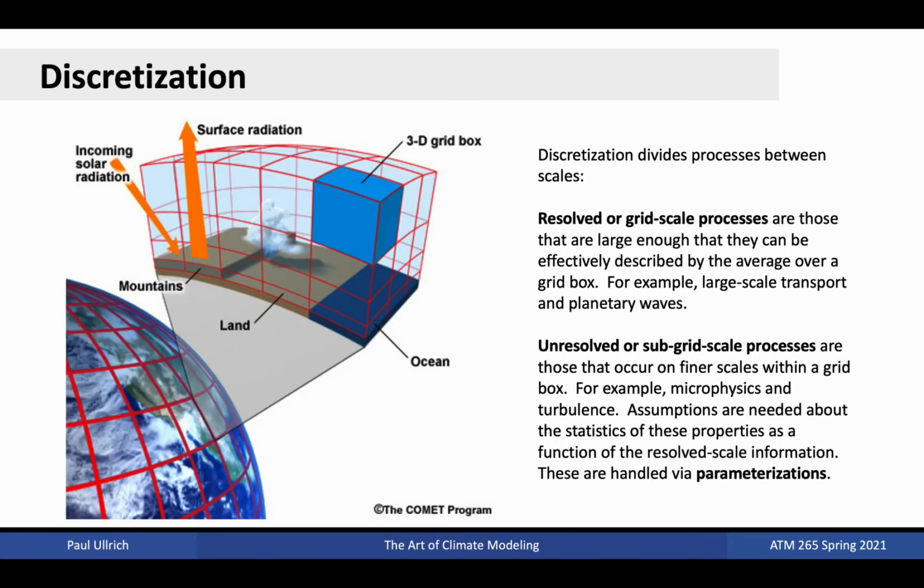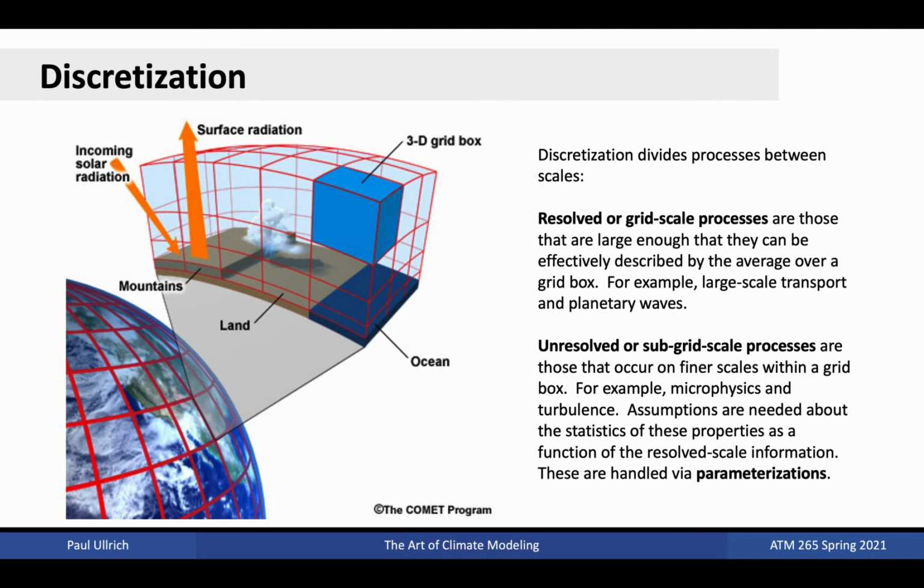As mentioned last time, all of these models use a process of discretization in order to reduce the continuous problem to a problem that is manageable on our computing systems. Discretization provides a dividing line between the scales of resolved and unresolved processes, namely those that are captured at the scale of individual grid boxes and those that occur below that scale. Resolved processes include planetary waves and large-scale transport. Unresolved processes include microphysics and turbulence, whose scales can extend down to only a few meters.